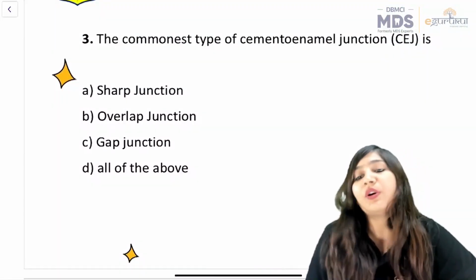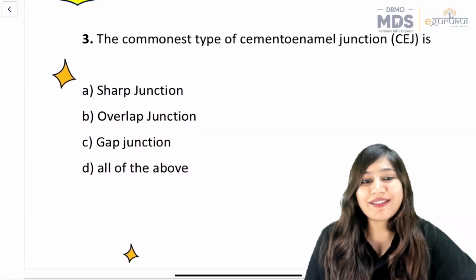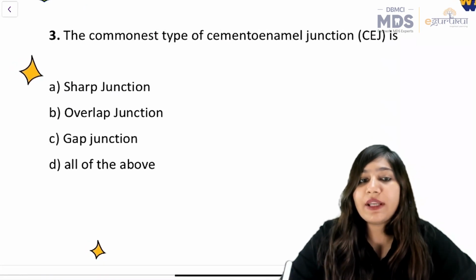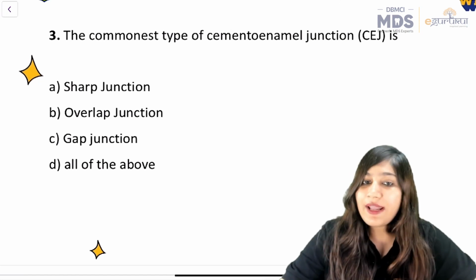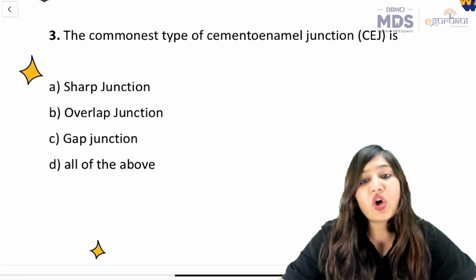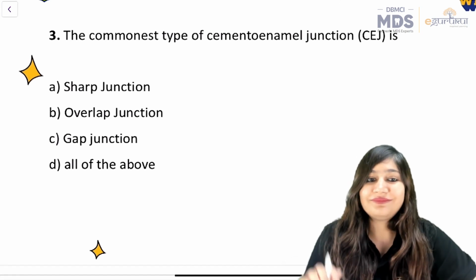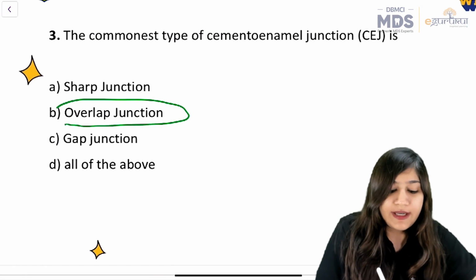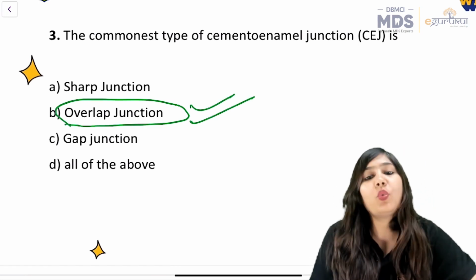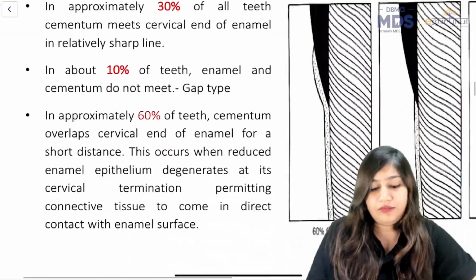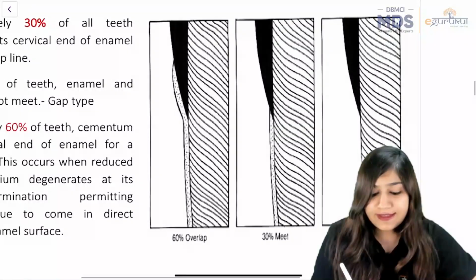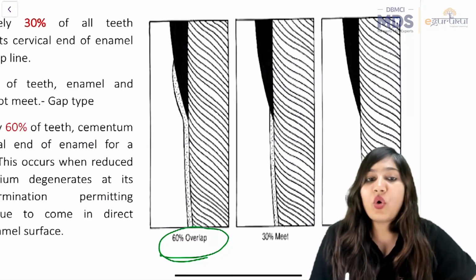Now coming to our third question. Common type of cemento-enamel junction: is it sharp junction, overlap junction, gap junction, or all of the above? It is mainly overlap junction. Why? In this diagram, you can appreciate that in 60% of the teeth, we can have overlap junction.